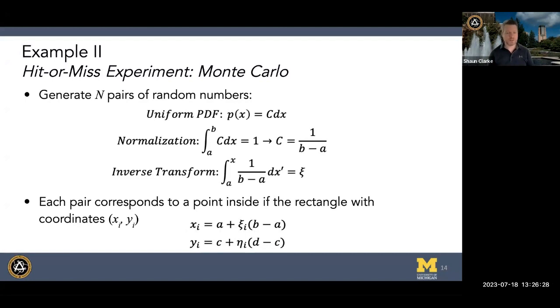We're assuming that if you're throwing these darts truly randomly, the x position of a throw has no dependence on the y position of that throw. So by grabbing pairs of random numbers, ξ and η, we can return pairs of coordinates x and y.